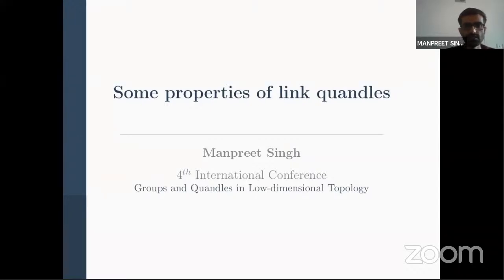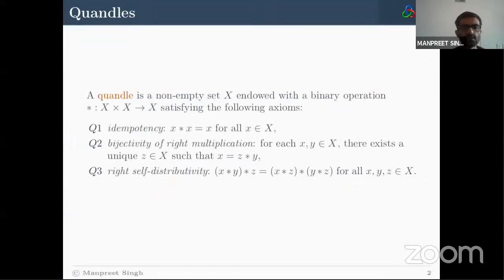I will speak about some properties of link quandles. Basically, I will talk about the residual finiteness and orderability property of quandles. A quandle is a magma which satisfies three axioms. The first one is idempotency. The second one is bijectivity of right multiplication. That is, if we take any two elements X and Y in the magma, there exists a unique element Z such that X is Z star Y. And the third axiom is right self-distributivity under the operation star.